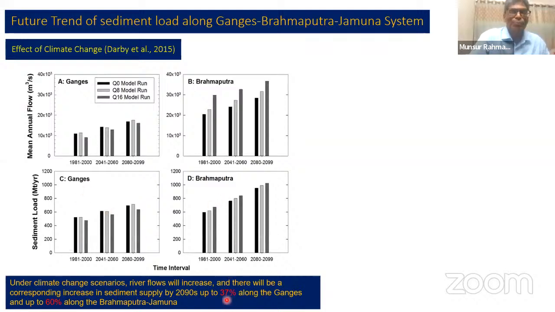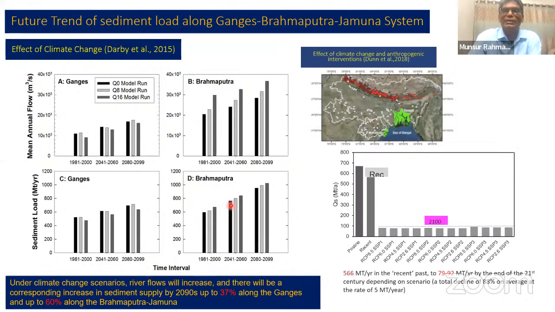And we found from this study that around 37% of the sediment along the Ganges may increase, and up to 60% of the sediment along the Brahmaputra Jamuna can increase. But definitely, these consider not the interventions, damming effect, diversion, etc., only the climate change effect. So when considering both the damming effect and the climatic effect, the whole scenario estimates that the sediment load by the end century will be reduced significantly. This is quite alarming. Around 5 million metric tons per year will be reduced.